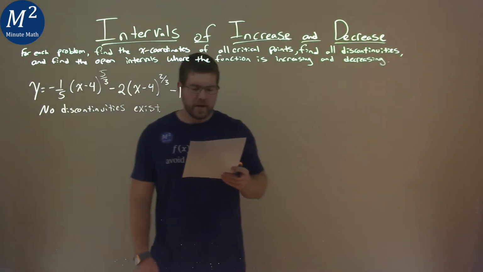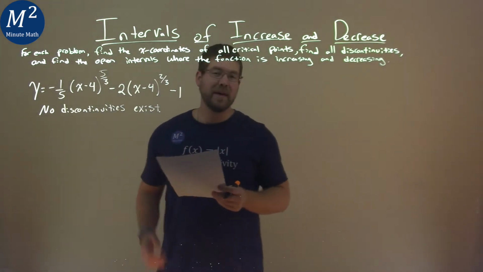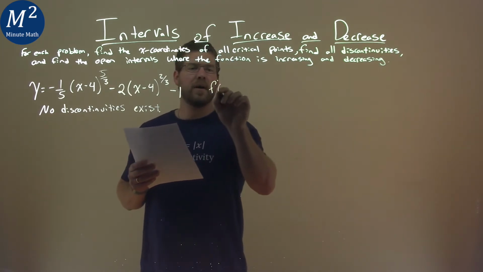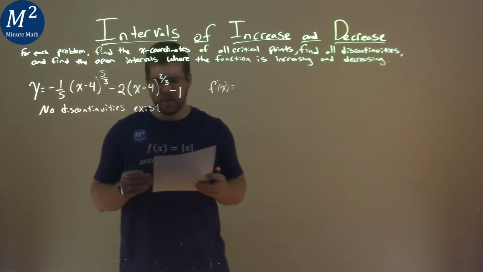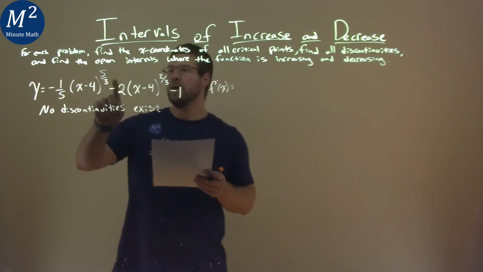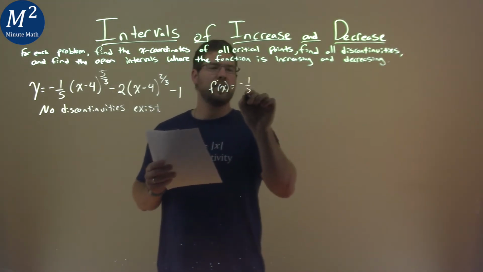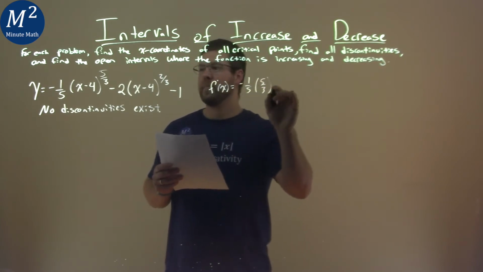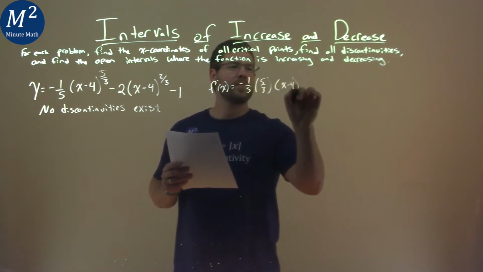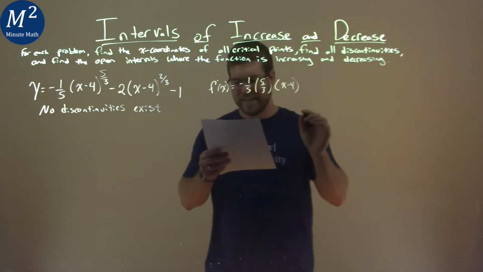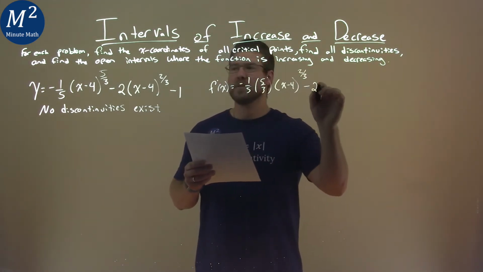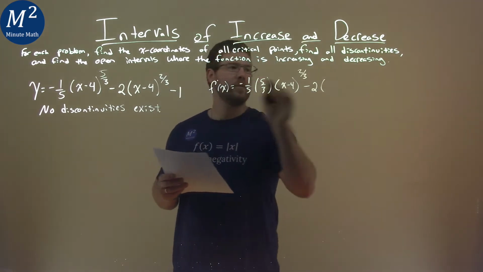All right, so let's go find our critical points. To do that, we have to find the derivative, and this one's a tricky one. So I'm going to find f prime of x here. Well, f prime of x, again, we're using our power rule. 5/3 comes down, so we have negative 1/5 times 5/3 times the inside, x minus 4, and subtract the exponent by 1, which is 2/3 now, and then minus 2 times the exponent, which comes down, 2/3.